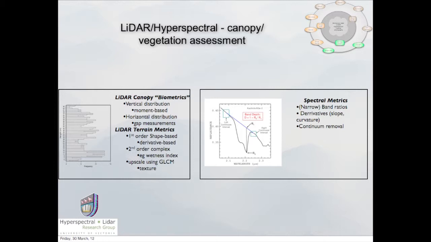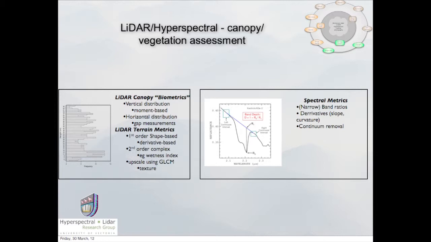And then we upscale these to the same resolution as we developed for our biometrics using texture-based metrics, so gray-level co-occurrence metrics, so mean, standard deviation, homogeneity, whatever. All right, so this gives us really an image cube, in the sense of the word, with about 30 or 40 metrics that we can use if we combine both of these.